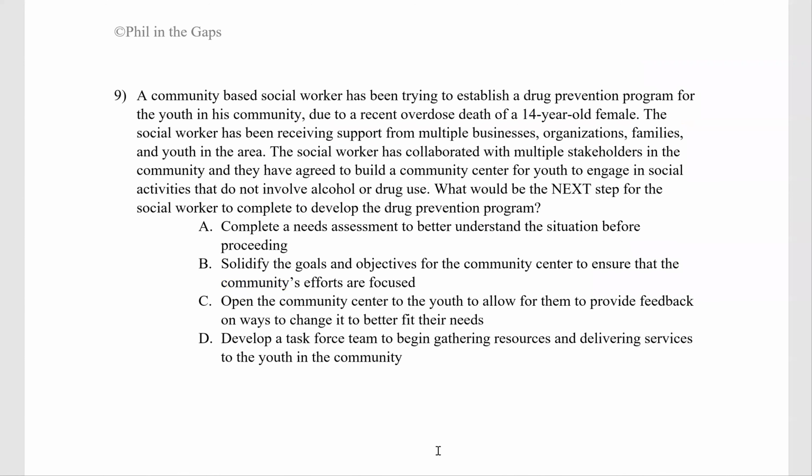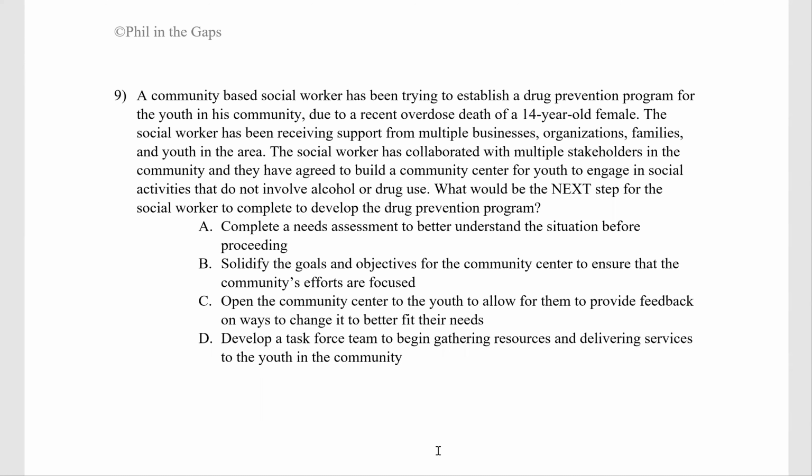Question 9. A community based social worker has been trying to establish a drug prevention program for the youth in his community due to a recent overdose death of a 14-year-old female. The social worker has been receiving support from multiple businesses, organizations, families, and youth in the area. The social worker has collaborated with multiple stakeholders in the community, and they've agreed to build a community center for youth to engage in social activities that do not involve alcohol or drug use. What would be the next step for the social worker to complete to develop the drug prevention program?